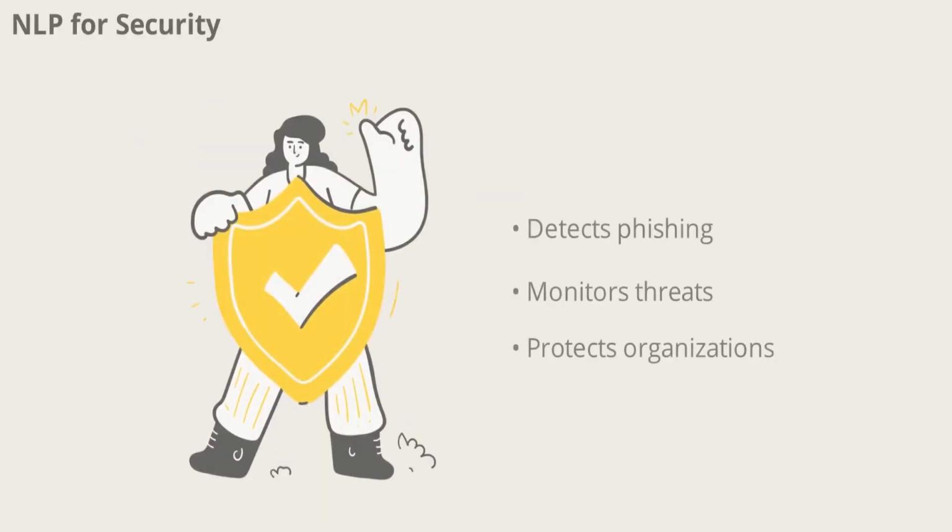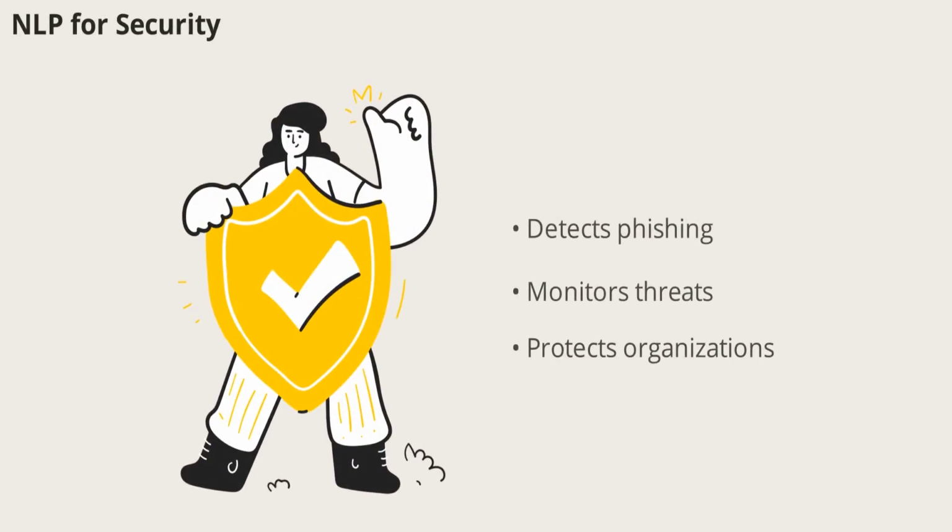Security applications of NLP include detecting phishing emails, monitoring for cyber threats, and analyzing suspicious communications. By understanding language patterns, NLP systems can identify potential risks and help protect users and organizations from harm.